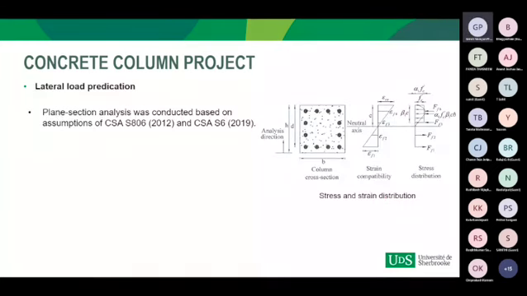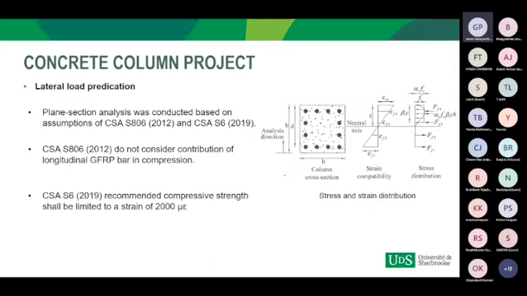Now, the lateral load prediction. The plane section analysis based on the assumptions of CSA S806 and CSA S6 was used to predict the lateral load capacity. The CSA S806 design code does not consider any contribution of the longitudinal GFRP bars in compression, whereas CSA S6, which is the highway bridge design code, recommends that the compressive strength of the GFRP bars should be limited to a strength corresponding to a strain of 2000 microstrain.